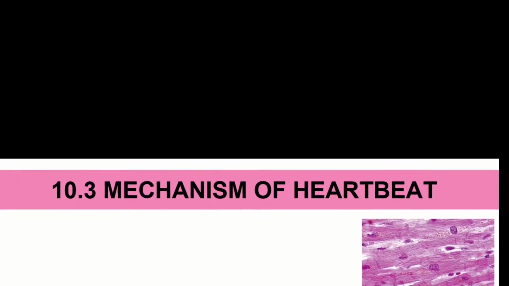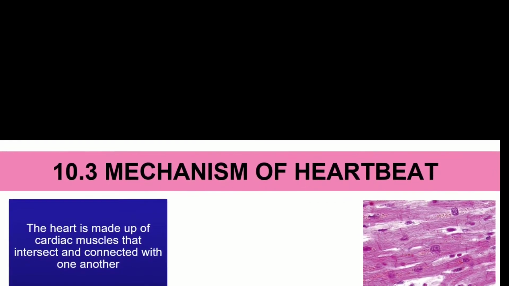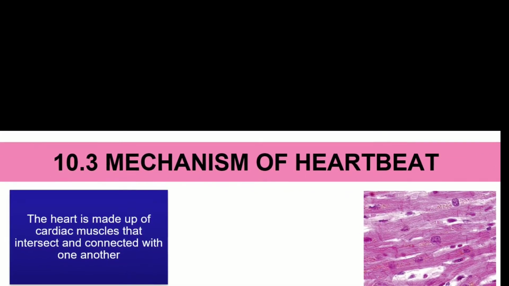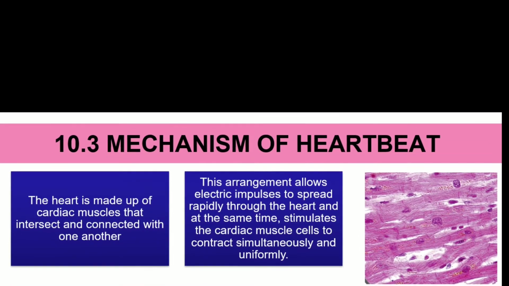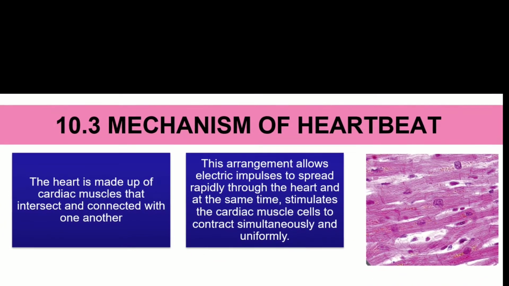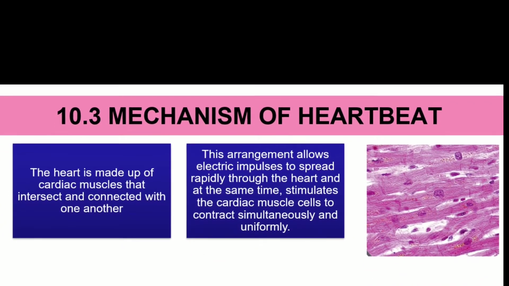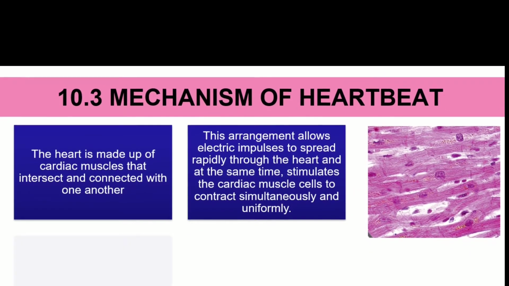So today we are going to continue the subtopic 10.3, the mechanism of the heartbeat. The heart is made up of cardiac muscle, and the muscle is connected and intersect with one another. The arrangement of the cardiac muscle allows the electric impulses to spread rapidly through the heart. At the same time, it will stimulate the cardiac muscle cells to contract simultaneously.